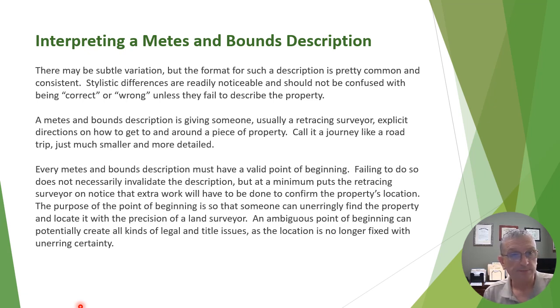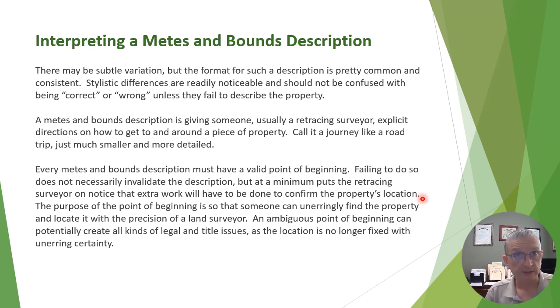So every metes and bounds description must have a valid point of beginning. Failing to do so does not necessarily invalidate the description, but at a minimum it puts the retracing surveyor on notice that extra work will have to be done to confirm the property's location. This is important. This is one of those clouds. This is one of the ambiguities that if we have an ambiguous or inadequate point of beginning, we're probably going to have to qualify our survey as needing some other sort of confirmation.